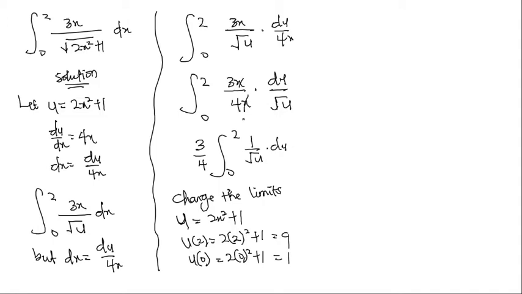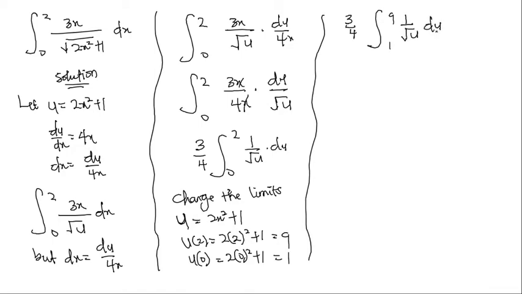So our entire integral now becomes 3 over 4 times the integral from 1 to 9 of the function 1 over root of u du. From here we can go ahead and integrate this function and get our answer. So we have 3 over 4 times the integral from 1 to 9. Let me make this in a more linear way. I have u, the root means it's a power of half, but because it is 1 over root u, it becomes negative half, then du.